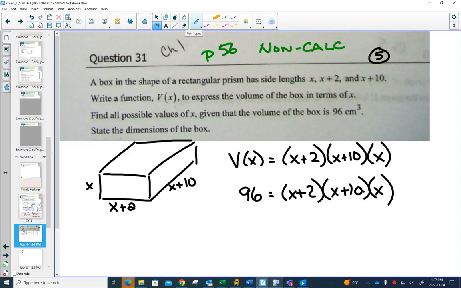the next thing students just started doing is they're like, well, I'm going to try some numbers. Because it's non-calculator, it can't be a super hard number, right? Does 1 work? 1 times 11 times 3 gives me 33. What about 2? 2 times 4 is 8 times 12, 96. X equals 2. And then they got 2.5 out of 5. That is the right answer. 2 is the right answer.